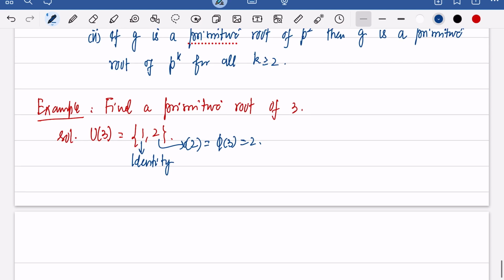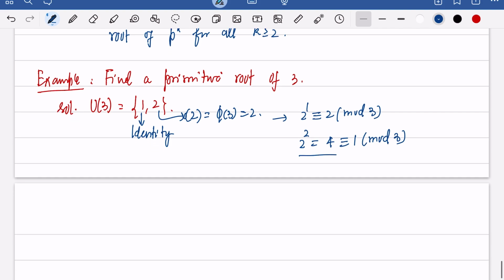And in fact we can also verify it. We have 2 power 1 is congruent to 2 modulo 3. That means order of 2 is not equal to 1. Then 2 square is equal to 4, and 4 is congruent to 1 modulo 3. So therefore 2 is the smallest power such that 2 square is congruent to 1 mod 3, meaning 2 is a primitive root of 3.